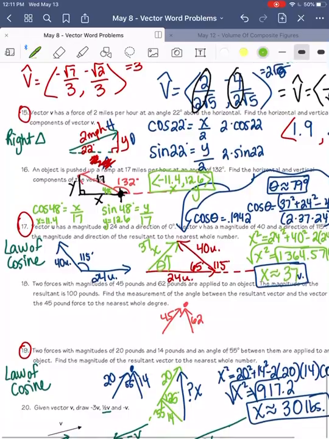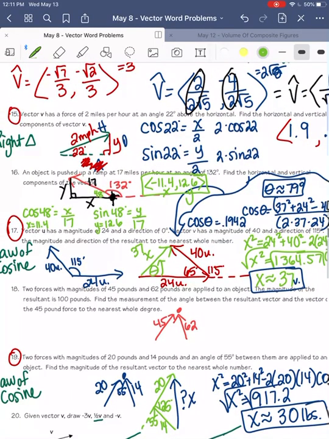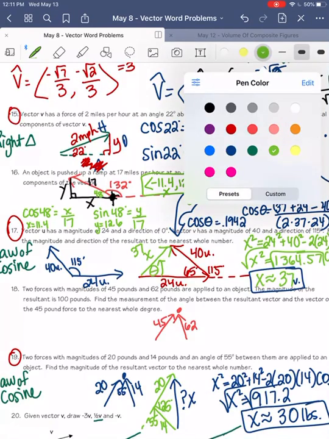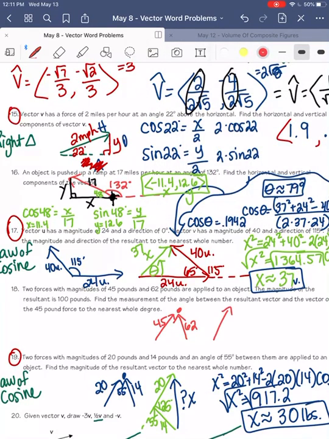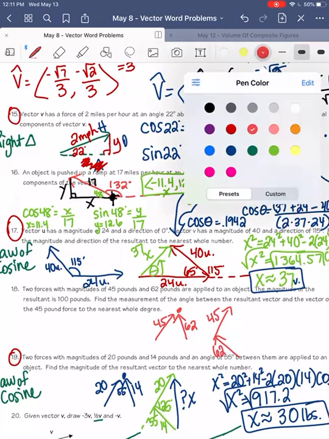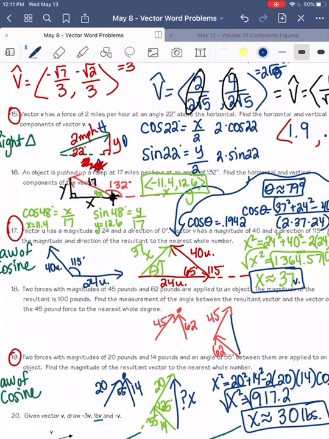All right, and then the last question: two forces with magnitudes 45 and 60 are applied to an object. I went ahead and drew it, but can I leave it like this? The answer is no, I cannot leave it like that. I need to slide one of them. So I'm going to slide the 60 this way, so I'm going to have 45 and 60. And now I can draw my resultant in blue. And the resultant is 100 pounds.